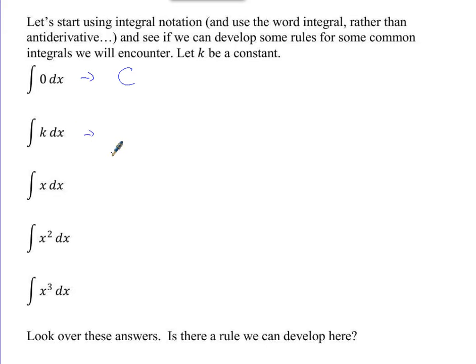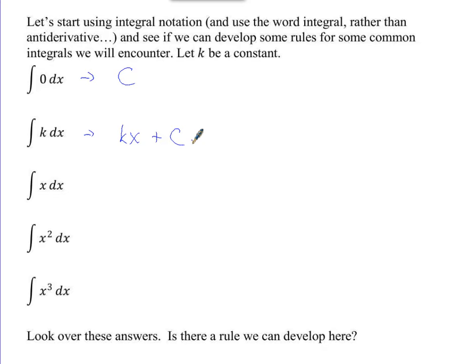If I integrate k with respect to x, so remember this is the variable that I'm integrating with respect to here, so this variable is going to appear. If it was a z sitting here, then the z would appear. K is a constant. Yeah, it becomes kx. Don't forget the constant of integration plus c.